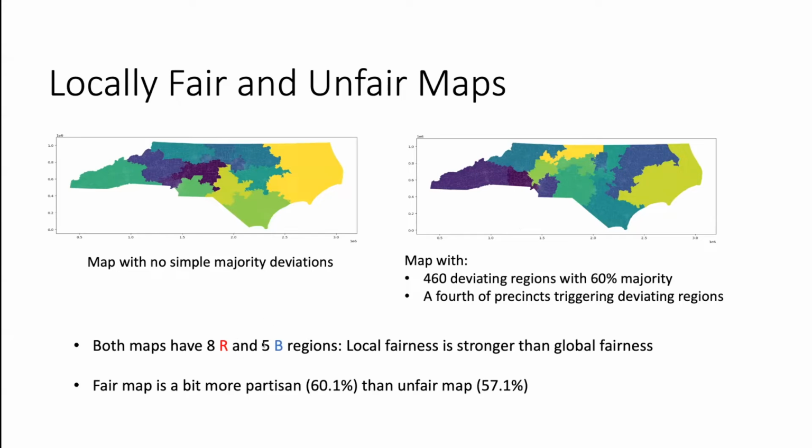At the same time, if you step back, in both these maps, there are 8 regions that will vote red and 5 regions that will vote blue. So from a seat allocation perspective, these maps are comparable, right? In terms of global fairness, these maps are comparable, but the left map is locally fair in our sense, whereas the right map is not. And this fair map is a bit more partisan. The regions are a bit more partisan, 60% versus the unfair map. So this is the kind of result that we obtain.